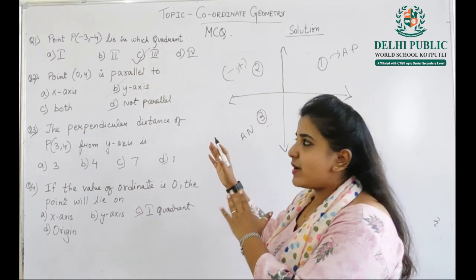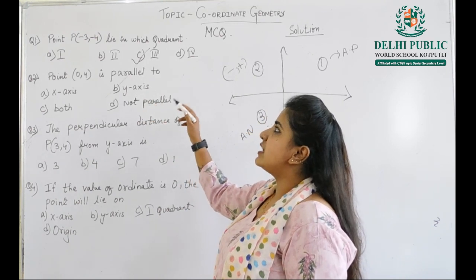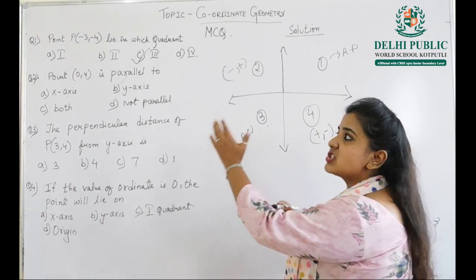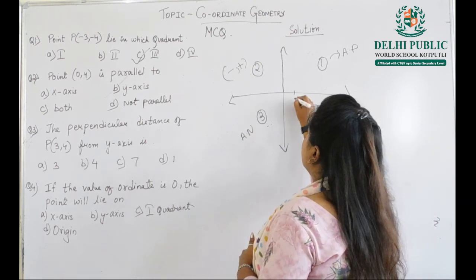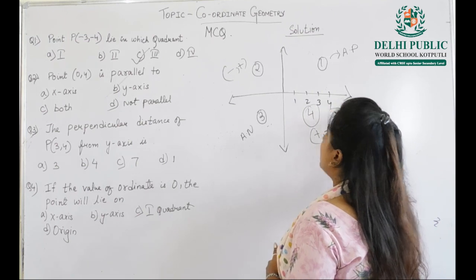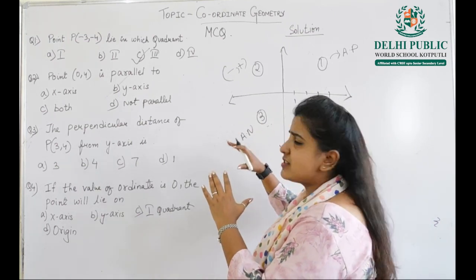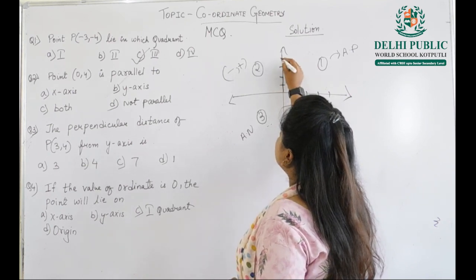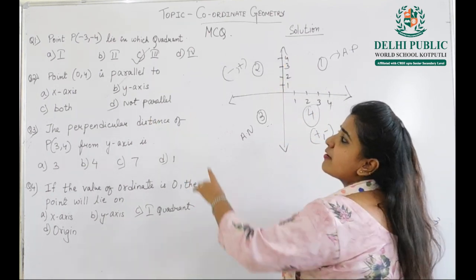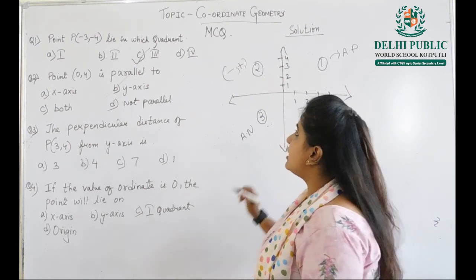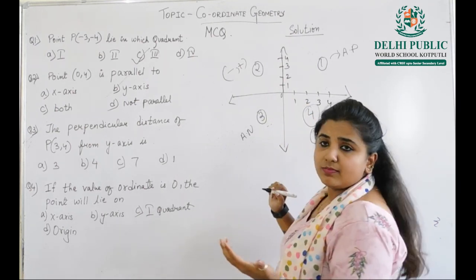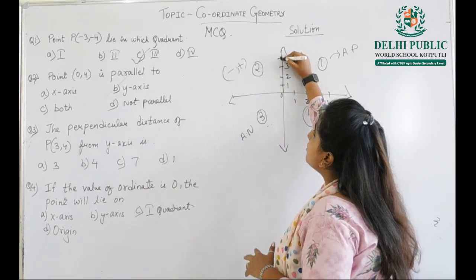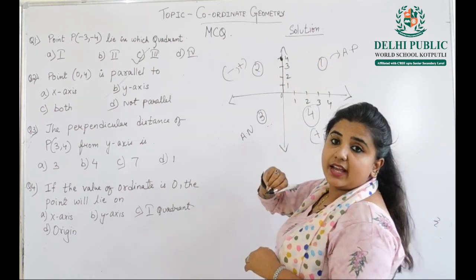Now, coming to the next question. Point (0, 4) is parallel to which axis? Let's first plot (0, 4). Let's not work more, because they are both positive values, we'll mark only the positive axis. 1, 2, 3, 4. It says (0, 4). 0 is the x-axis coordinate, which is here, and 4 is the y-axis coordinate, which is here. So the point is lying on the y-axis.